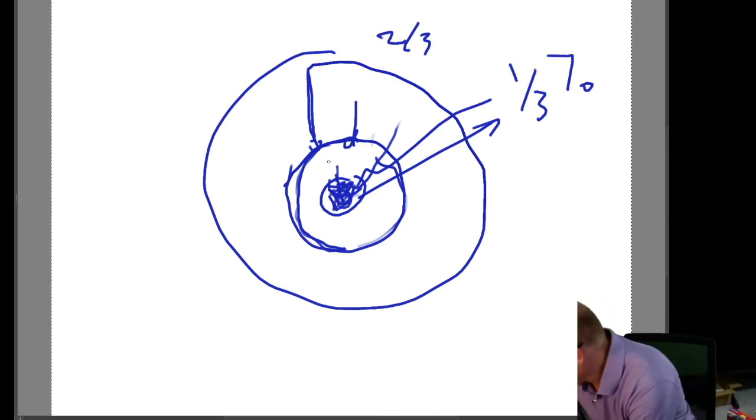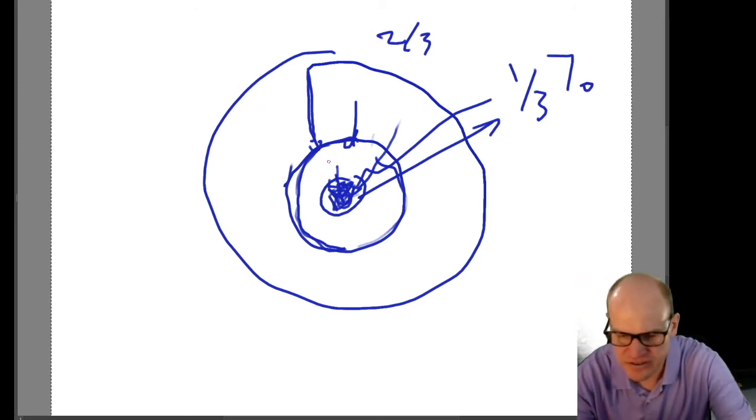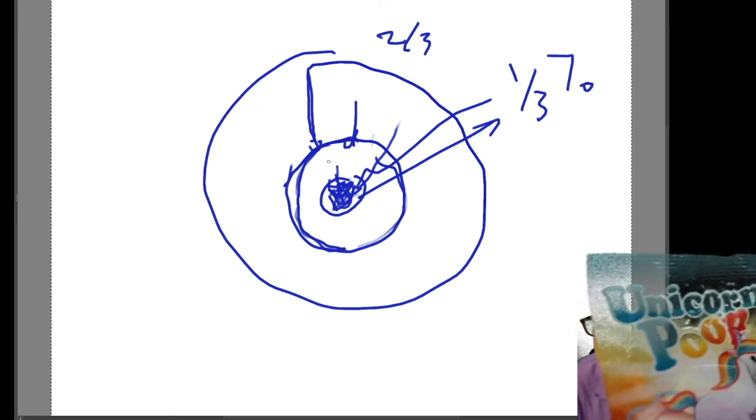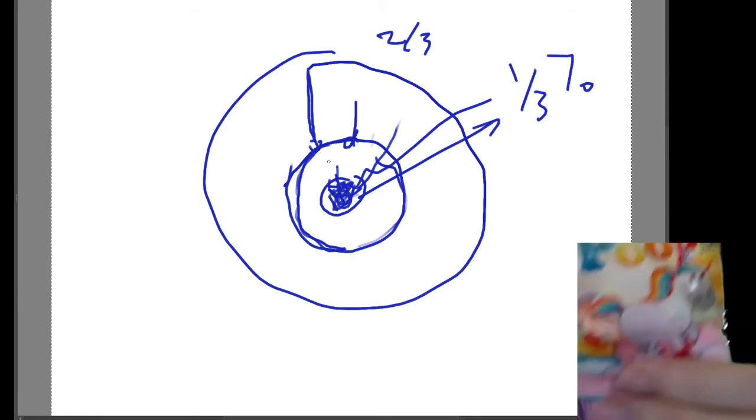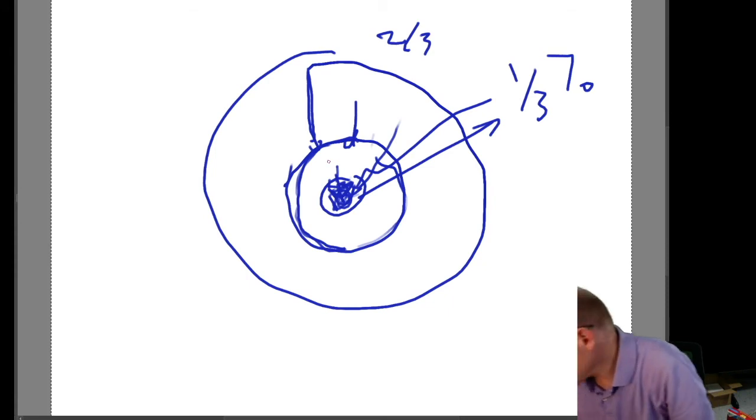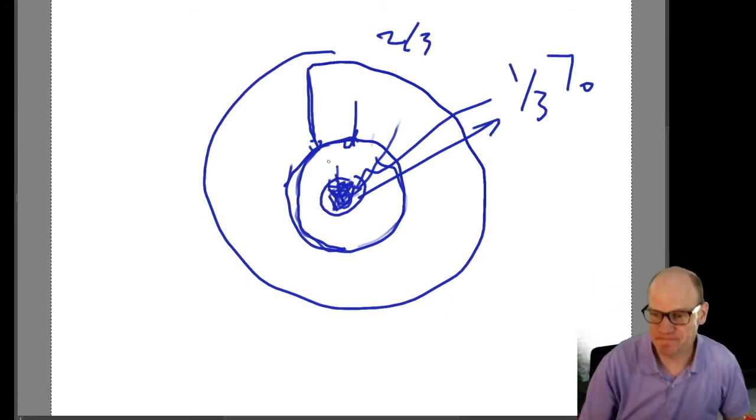I even have a container of the unicorn poop. See right there, and it's space unicorn poop, right? Because you can see through it. So unicorn poop, right there, brought to you directly from the sun.